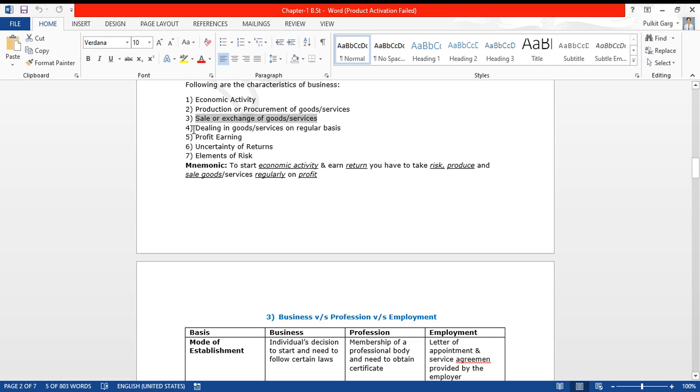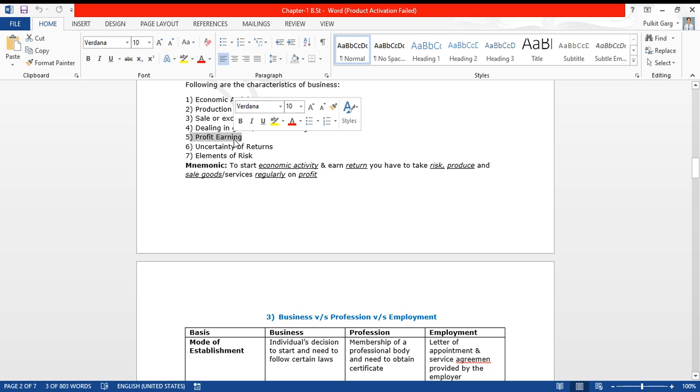Then, dealing in goods and services on a regular basis. If you are doing just one transaction throughout the year, can you term that activity a business? For example, you purchased one piece of land and sold it during the same year. Can you term it a business? No, because you should deal in goods or services on a regular basis. That should be a recurring activity. For example, every second or third day I buy a flat and then sell it further. So I can term this a business activity. But if I do just one transaction throughout the year, it cannot be termed a business activity.